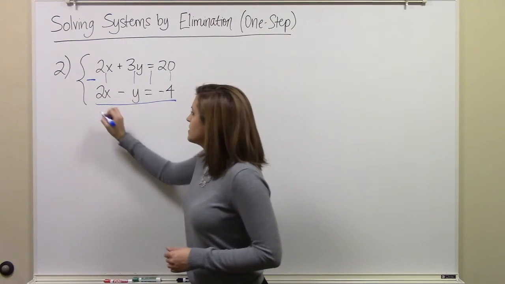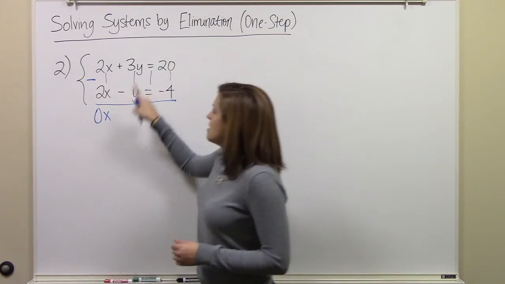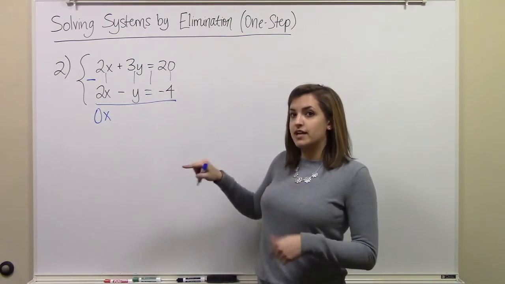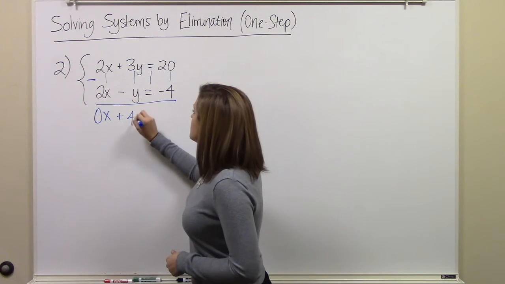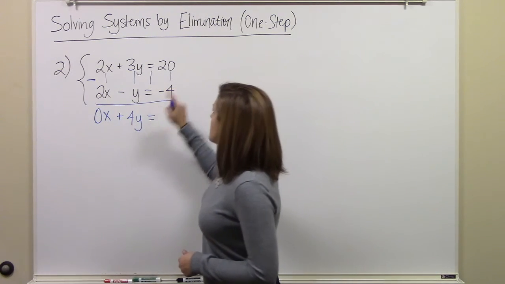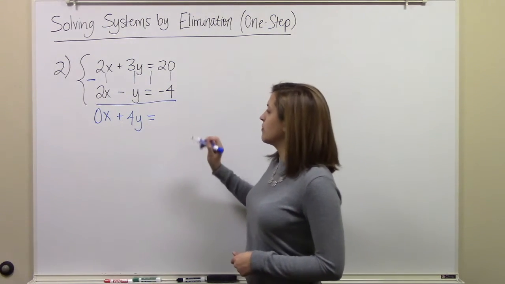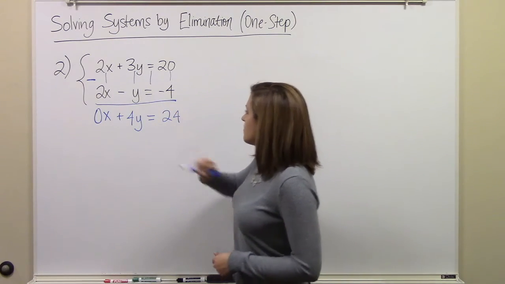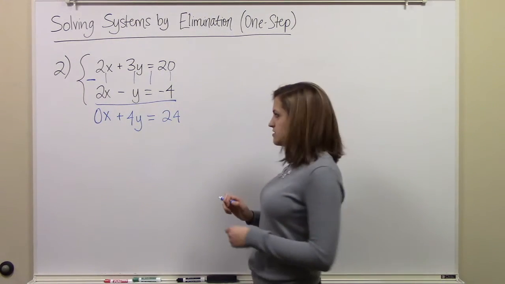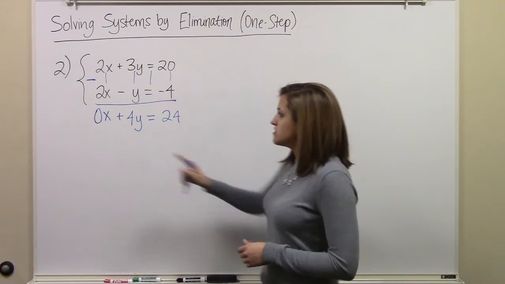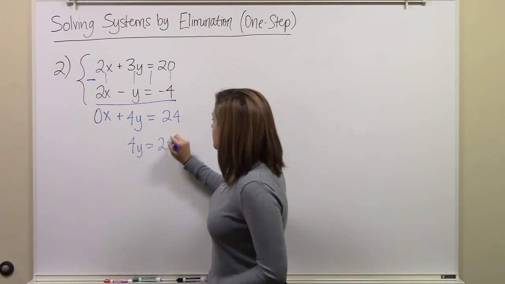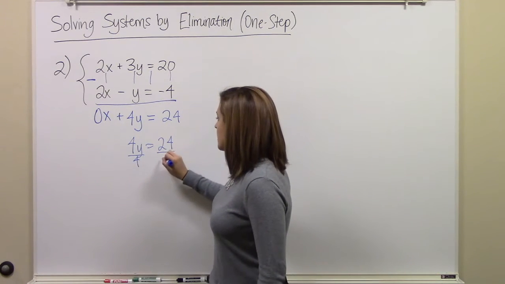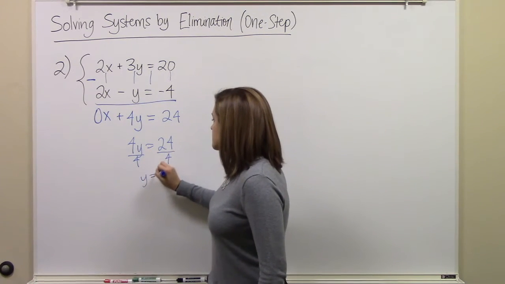So we're going to have 2x minus 2x, which is 0x, 3y minus -1y, so that's 4y, 3 minus -1, and 20 minus -4, which is going to give me 24. We have to be careful with our addition and subtraction here. So 0x is just 0, and I'm left with 4y equals 24. If I divide by 4, I find that y equals 6.